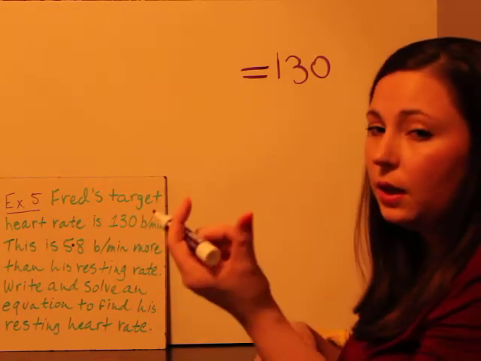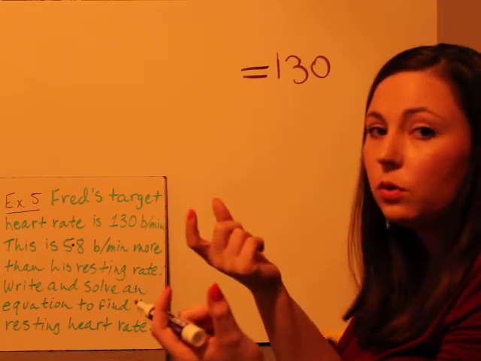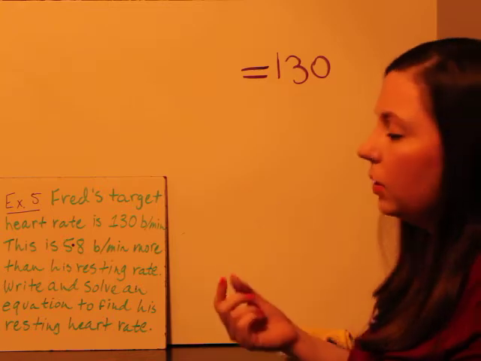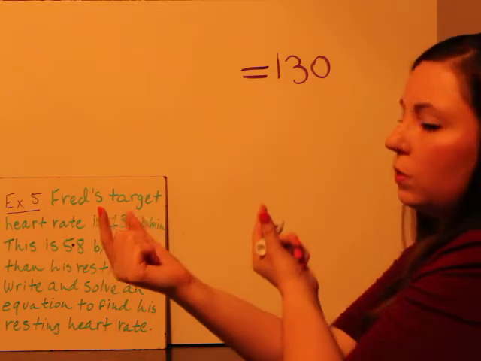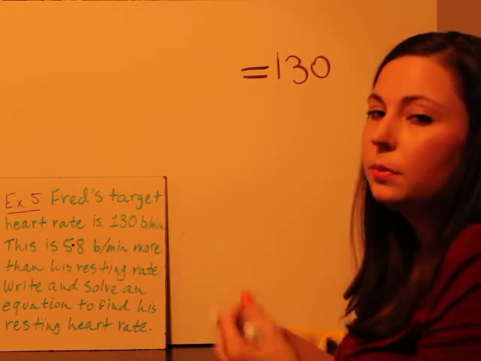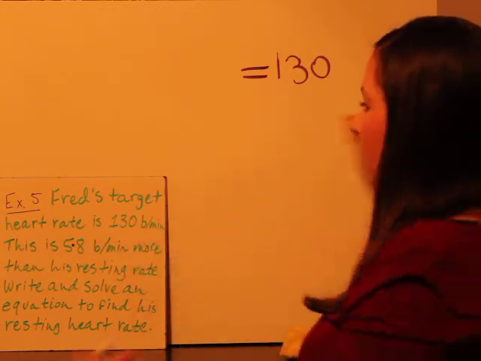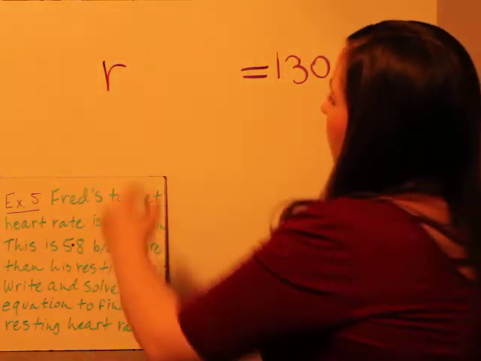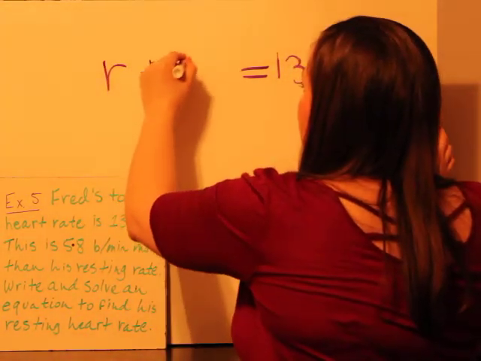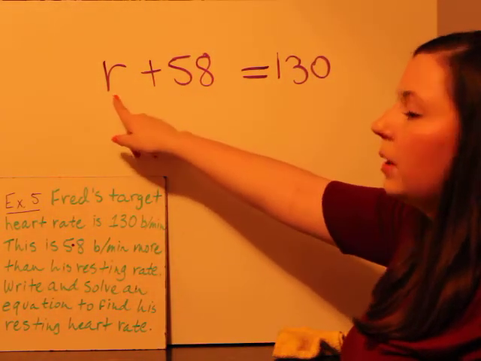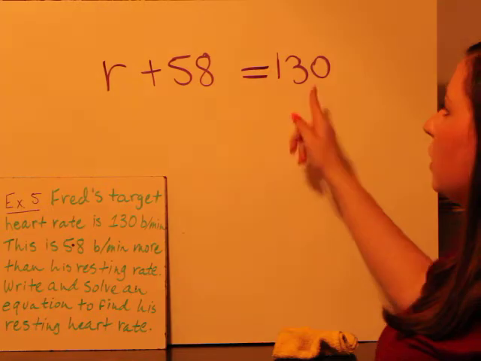So we have the 58, and then we have our unknown, which is his resting heart rate. Remember, the words more than means you take the two things, switch them around because of the word than, and the word more means you're going to be adding on. So we've got the resting heart rate, I'll call that R, plus 58. Because we want 58 more than his resting rate, and that's going to be equal to 130.